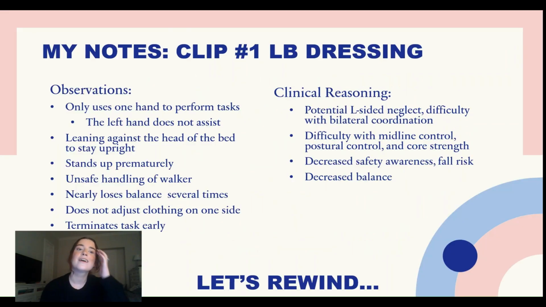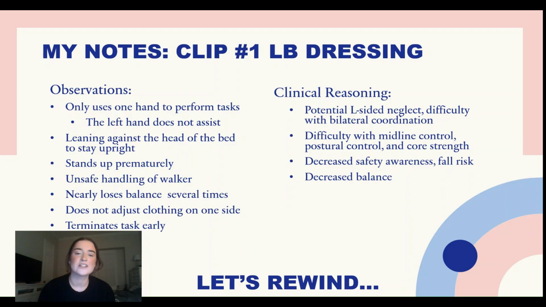Here are my notes, my observations. She only uses one hand to perform her task. She only uses her right hand, and her left hand does not assist at all. She's leaning against the head of the bed to stay upright. She stands prematurely. The pants aren't fully over her feet before she stands up. Unsafe handling of the walker. She used the walker to pull herself up rather than pushing off from the bed. She nearly loses her balance several times. She does not adjust clothing on one side, and she terminates the task early.